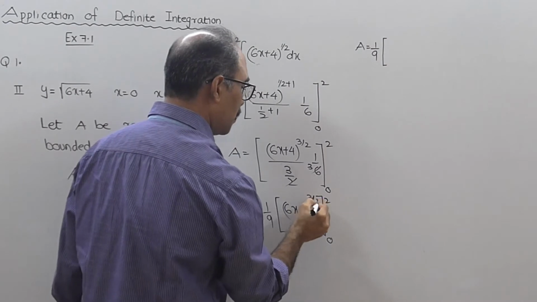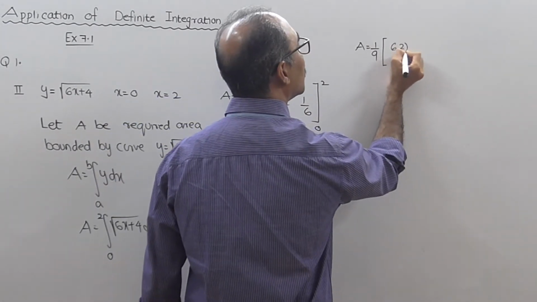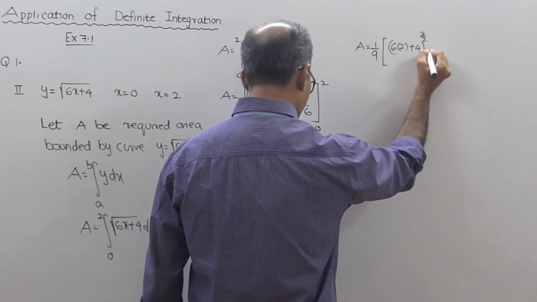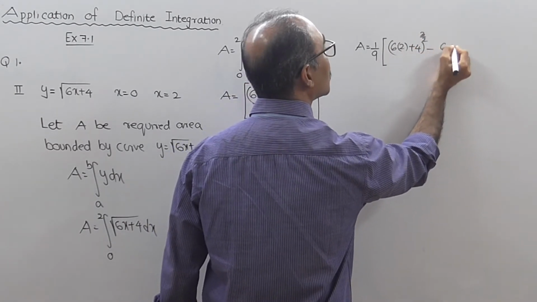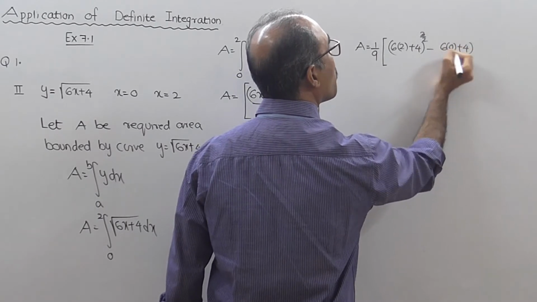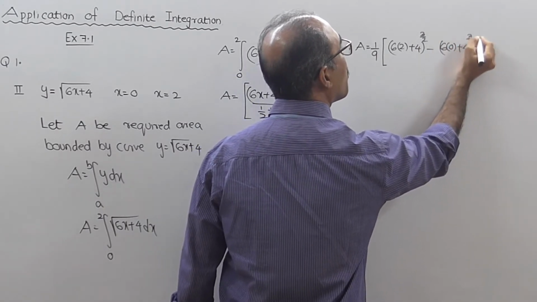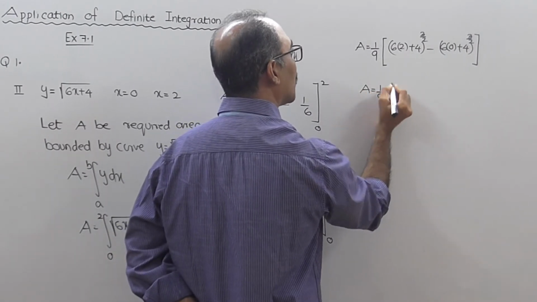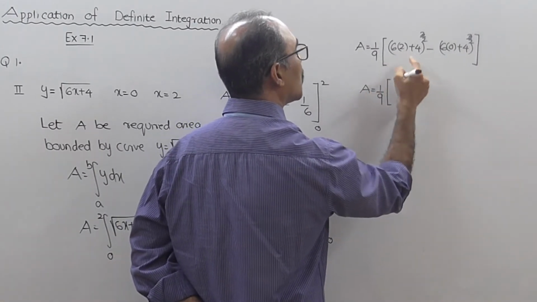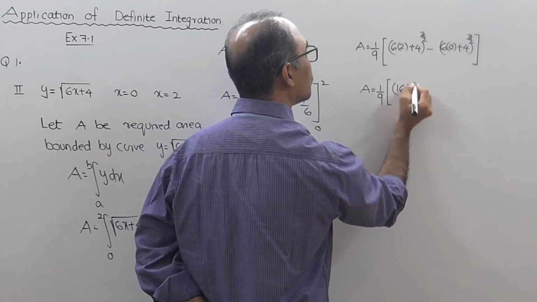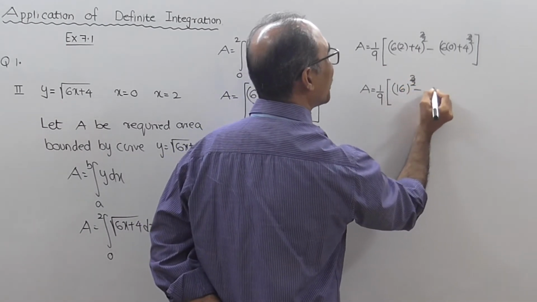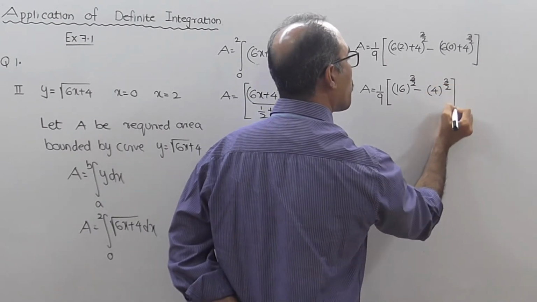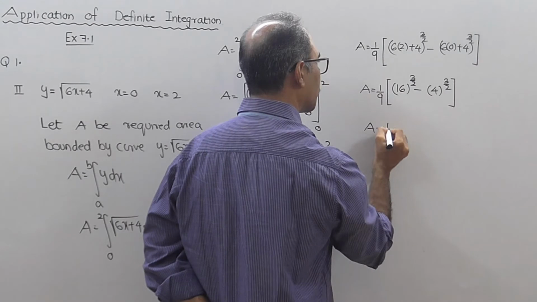Area will be equal to 1 upon 9. Put the upper value 2. So you get 6 into 2 plus 4 raised to 3 by 2 minus 6 into 0 plus 4 raised to 3 by 2. So the area will be 1 upon 9. 6 twos are 12, 12 plus 4 is 16 raised to 3 by 2, minus 0 plus 4 is 4, 4 raised to 3 by 2.